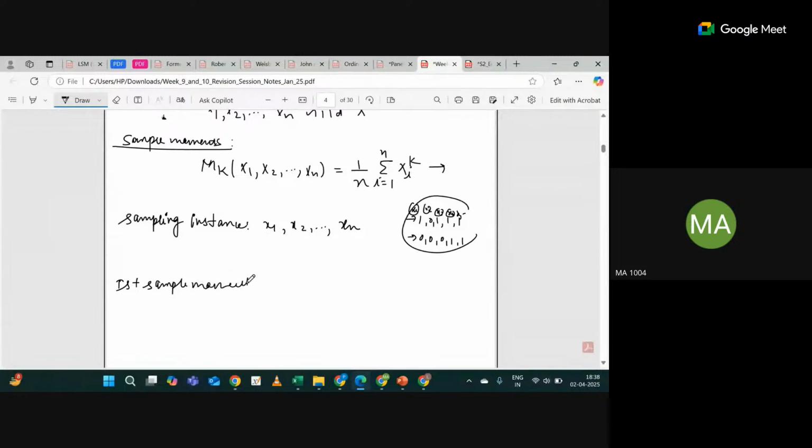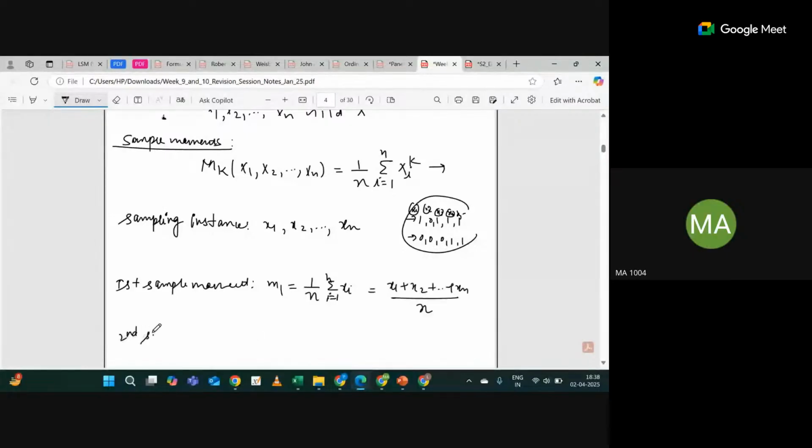It's nothing but we can write small m1 is equal to 1 upon n, and for the kth moment it's x raised to the power k. In general, for the first sample moment, it will be x raised to the power 1, which is nothing but the sample mean only. Yes or no? Yes, sir.